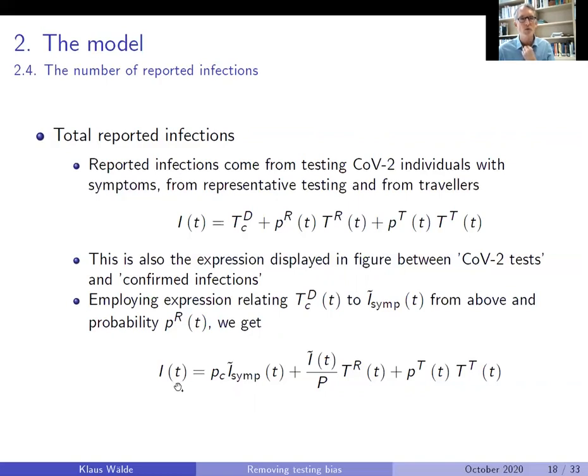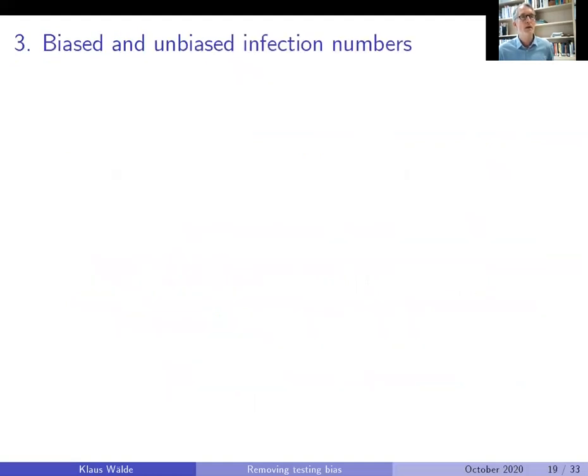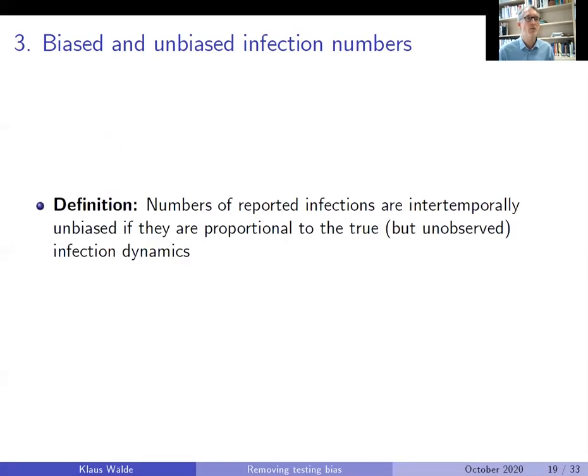And this is, of course, also something we observe. This is what the media, what public authorities report every day, and what the media repeat every day, if not every hour. Now, let's come to the main question. Are reported confirmed infection numbers biased, or are they unbiased?